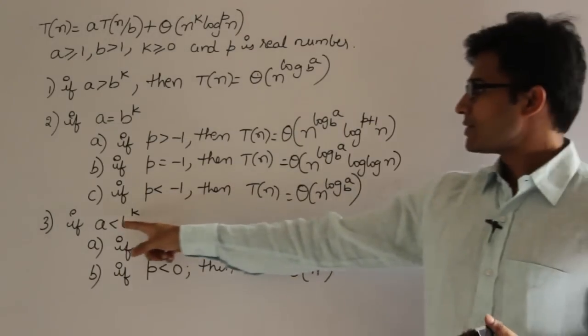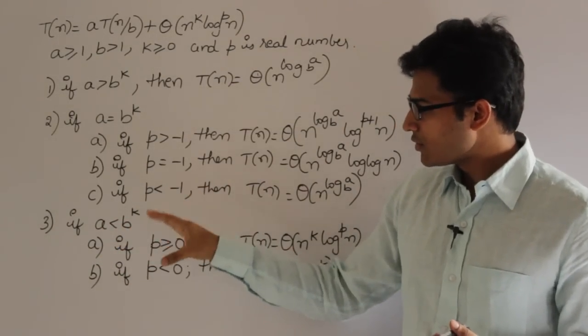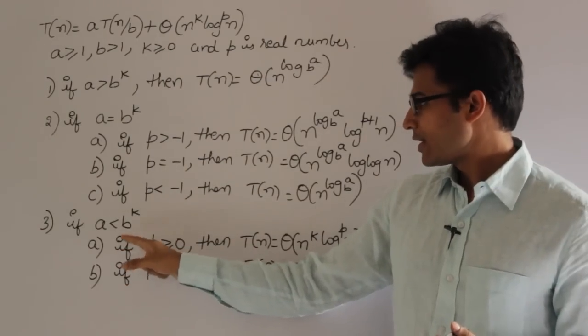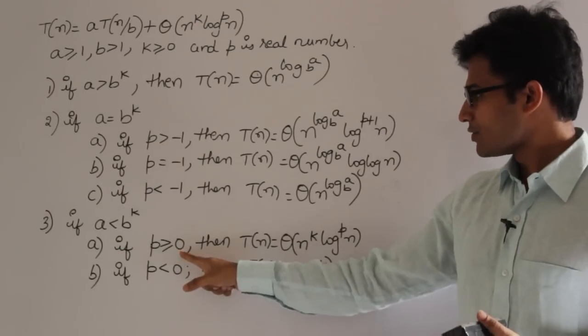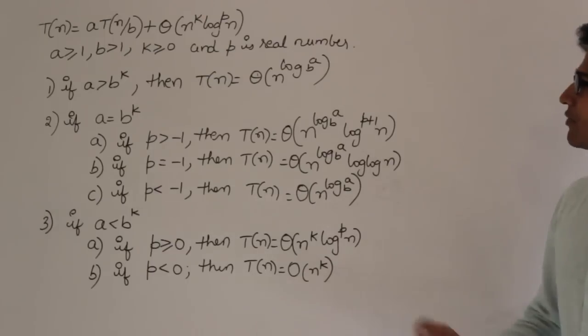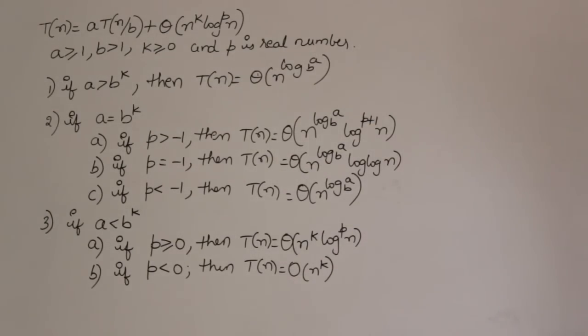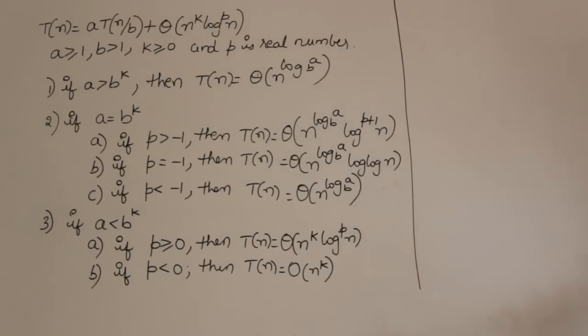In case a is less than b power k, which means a is very small, then again you have to check the values of p. If p is greater than or equal to 0, then T of n equal to this. If p is less than 0, then T of n equal to this. So using this Master's theorem, we could solve lots of questions on recursive equations. I'll take the problems one by one and solve them.